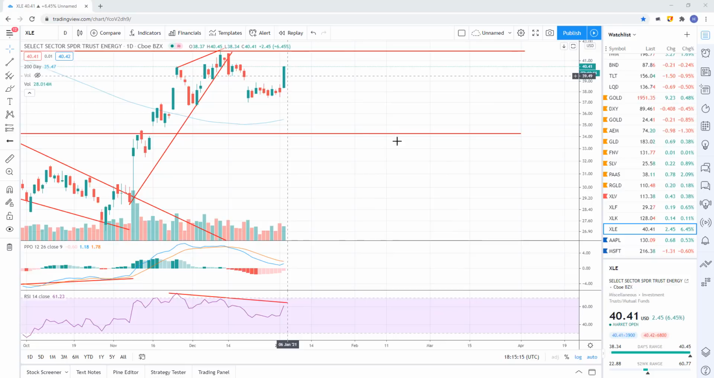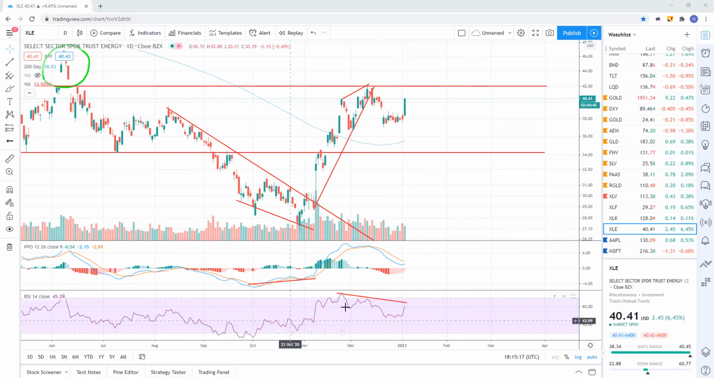So XLE obviously catching a bid. However, I don't see a setup here to buy this thing yet. What I see is we did have a negative divergence here on the daily chart. So it's right there, showed up right about there. And we did get a pullback.